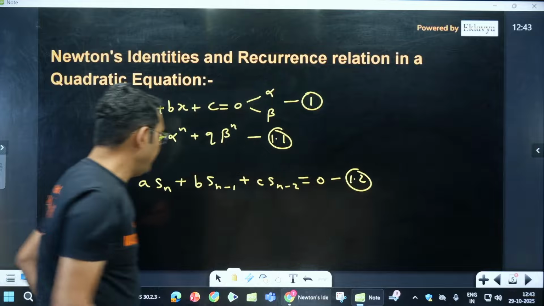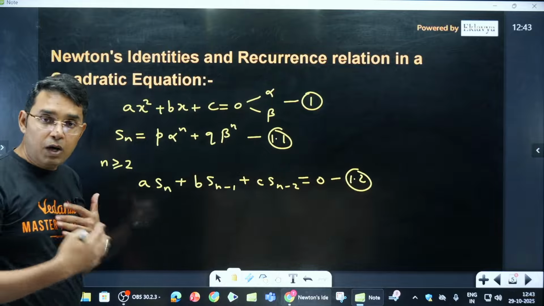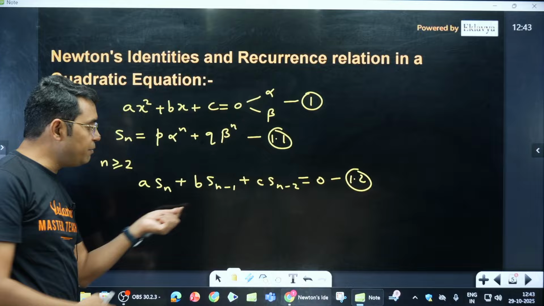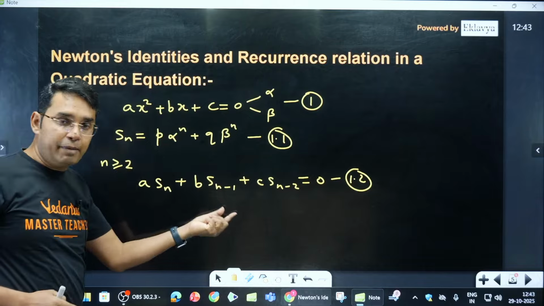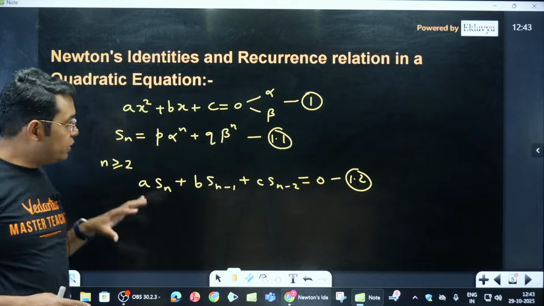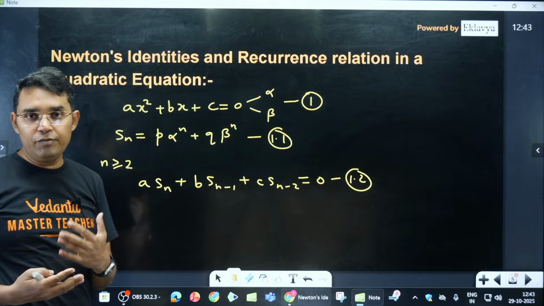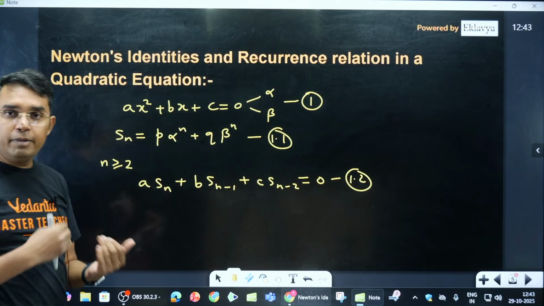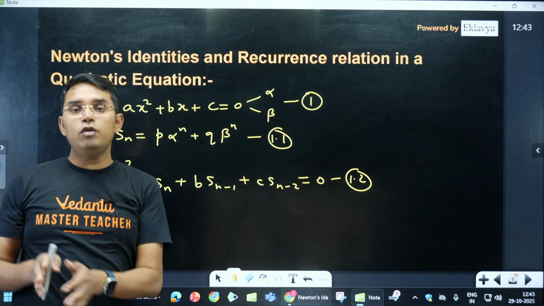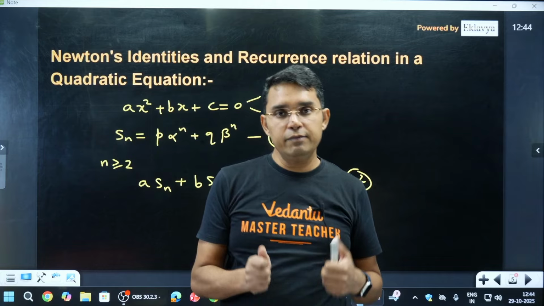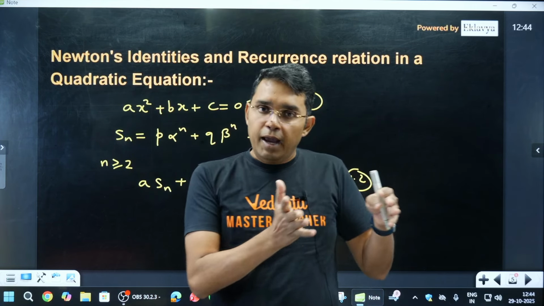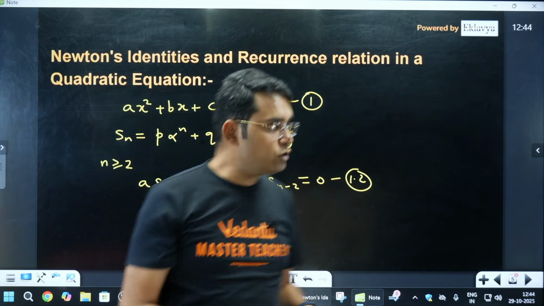Now you can see Sn has a relation with its two predecessor terms of the sequence, Sn minus 1 and Sn minus 2. This is what we call a recurrence relation, where every term comes from the knowledge of two previous terms, like the Fibonacci sequence, where the first two terms are given and then the next term is found by adding the previous two terms. Similar to this only.